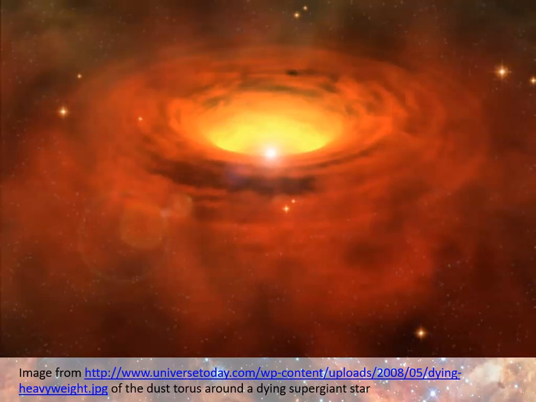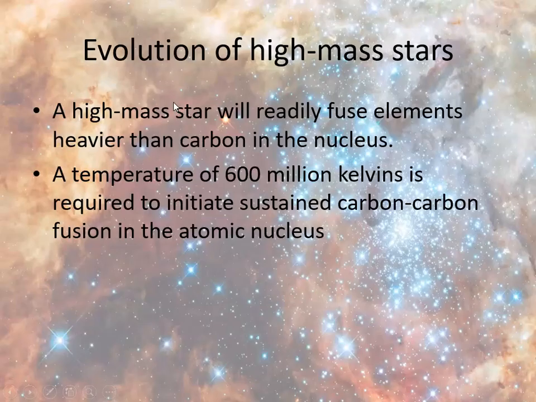Here is an artist's image of a dust torus around a dying supergiant star. So yeah, it's casting off outer layers during some of its final stages. It's not casting them off to eventually reveal a white dwarf. Remember, these are large stars, so eventually these things are going to explode. But nonetheless, they are casting off outer layers. Notice that there's this torus shape because of conservation of angular momentum, also probably having to do with some alignment with the star's magnetic field.